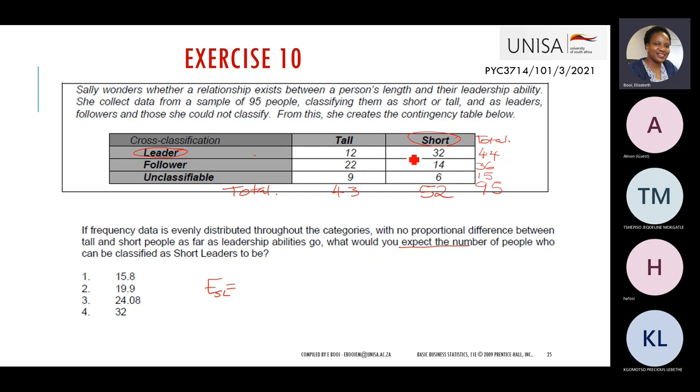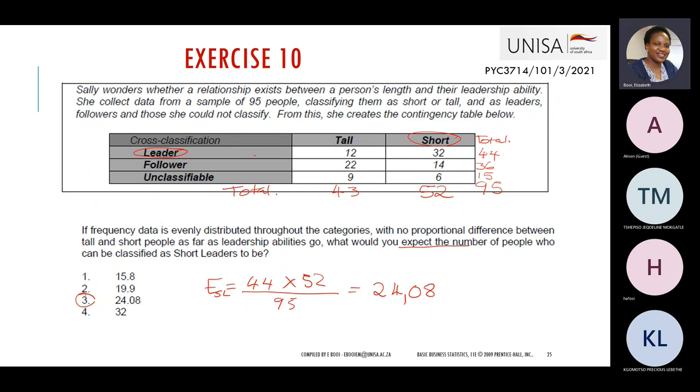Okay, so now we need to take the row total of leader and the column total of short. So row total is 44 multiplied by column total of 52 divided by the grand total of 95. So 44 multiplied by 52 equals 2,288, divided by 95 equals 24.08, which is option number 3. And that's how you answer the question.